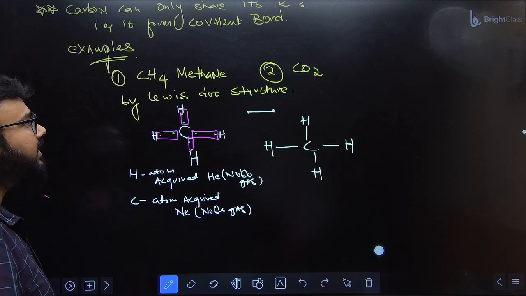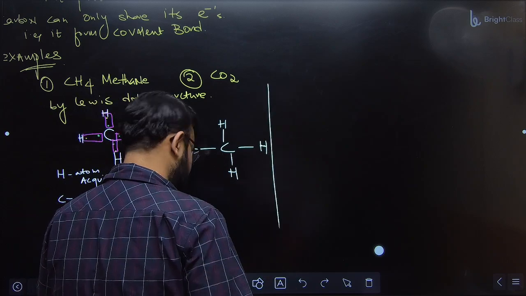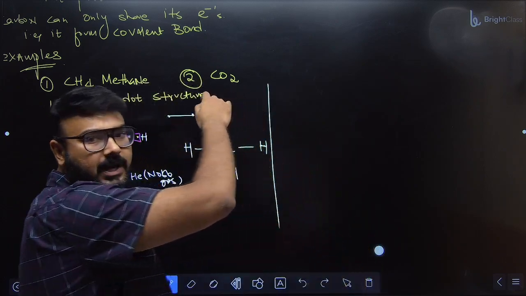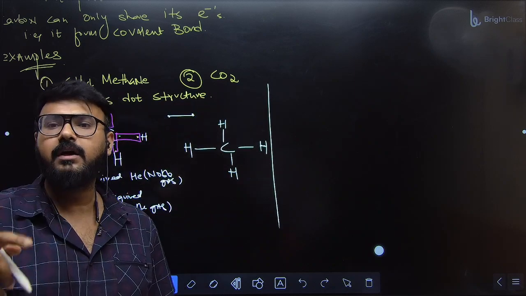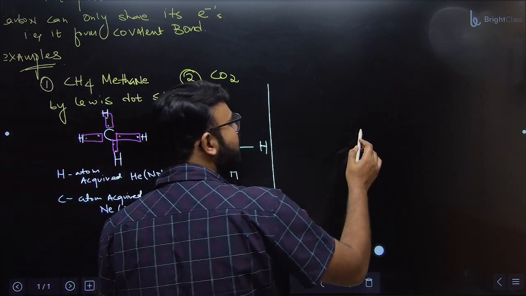Now I will tell you about CO2. So students, let's talk about CO2. So in CO2, how many carbon atoms are there? One. How many oxygen atoms are there? Who will be the central atom? Carbon, since it is one, less in number.